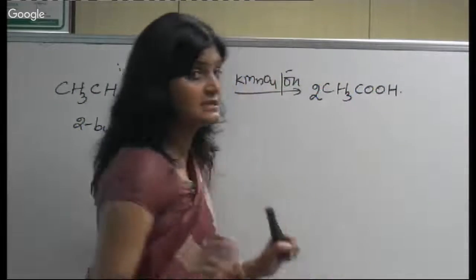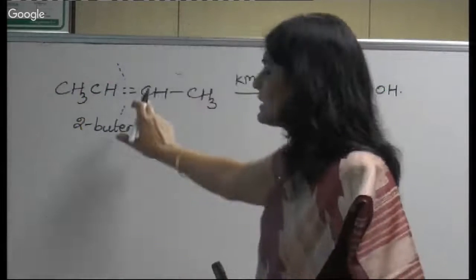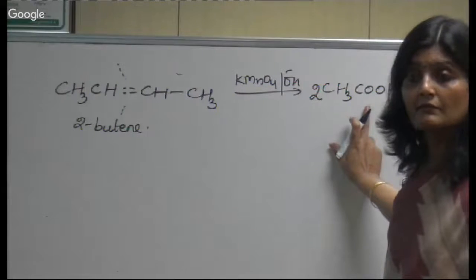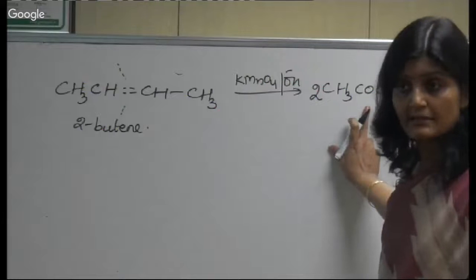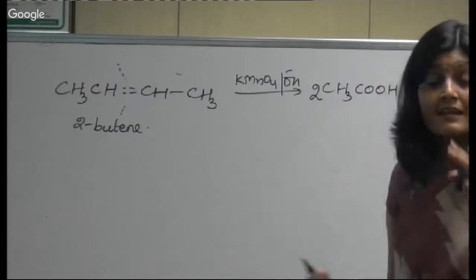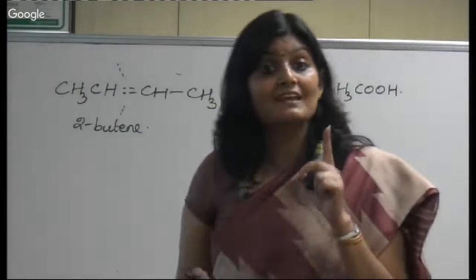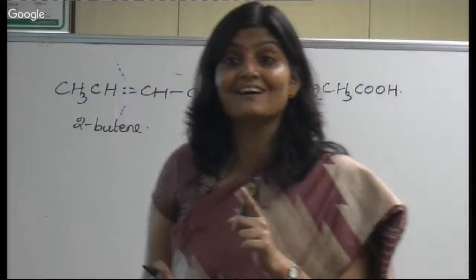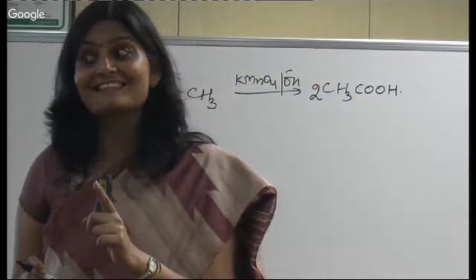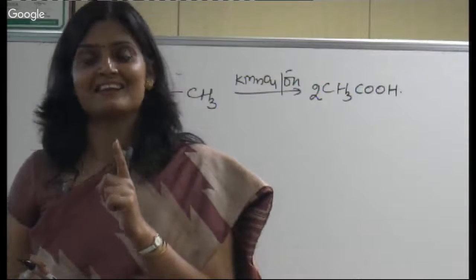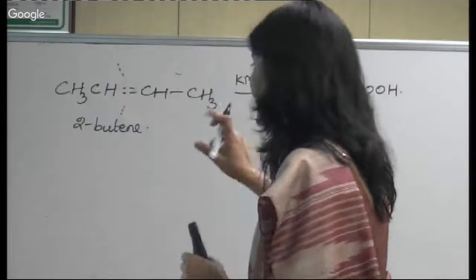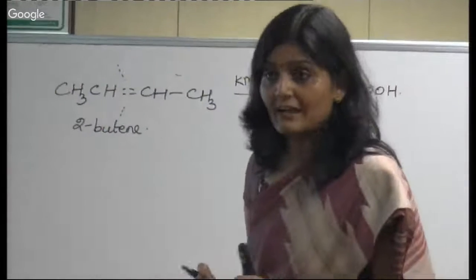Now in this case, since my alkene is a symmetrical alkene, the product obtained will be only acetic acid, right? So you have to remember, in case the oxidative cleavage is giving you only a single product, it indicates that you have a symmetrical alkene present. Okay? Next, let us take one example of an alkyne.